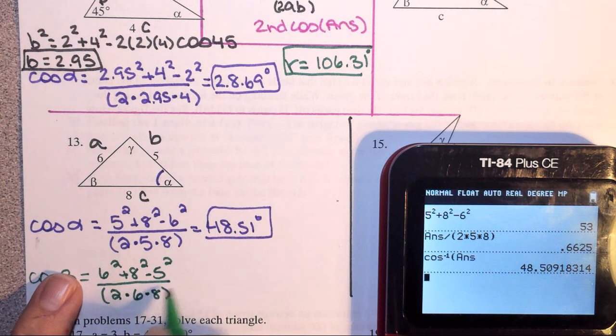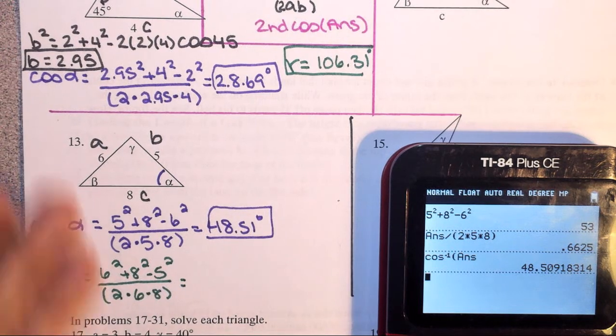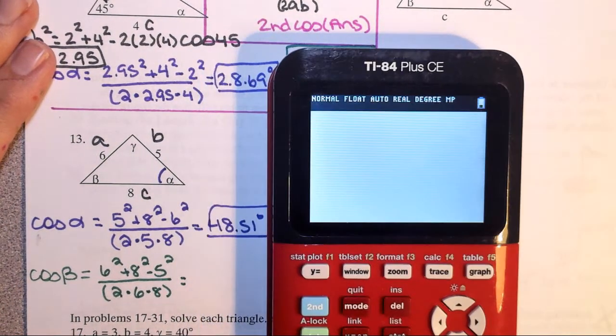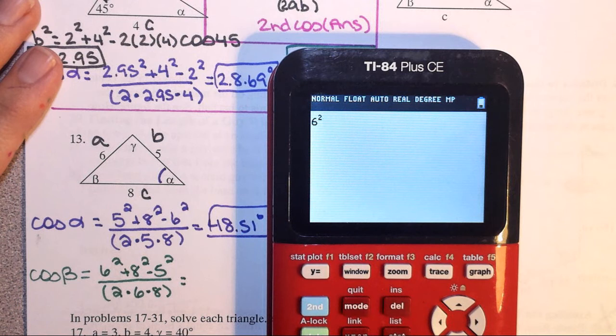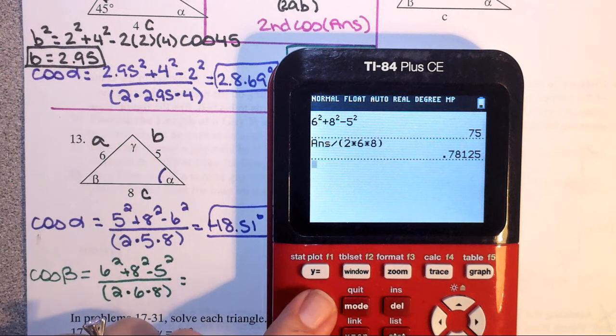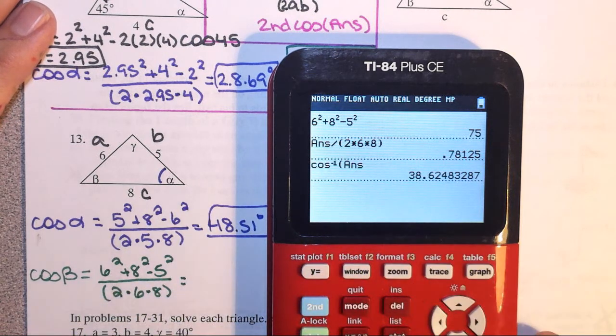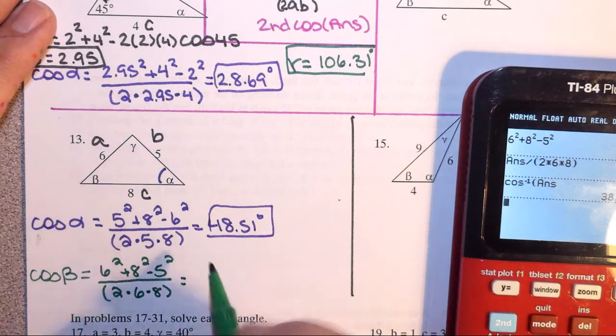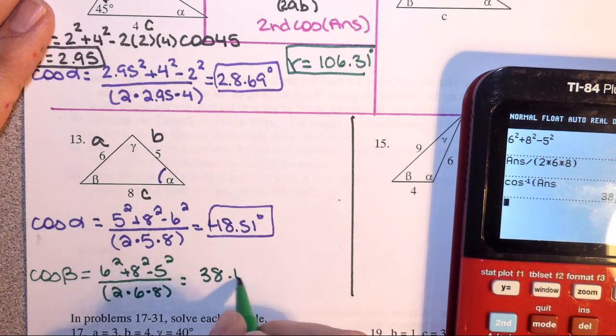Okay, so let's practice typing that in our calculator again. We'll type in the numerator first, 6 squared plus 8 squared minus 5 squared divided by parentheses 2 times 6 times 8. And we're going to remember, because I'm looking for an angle, I'm going to second cosine, second answer, and I get 38.62 degrees.